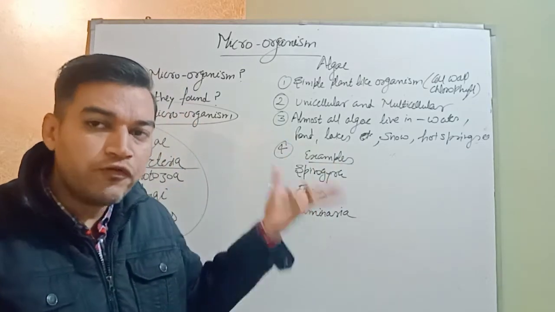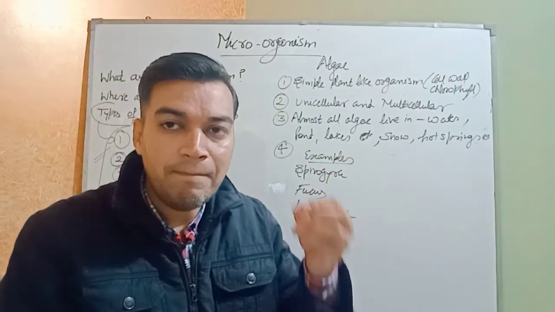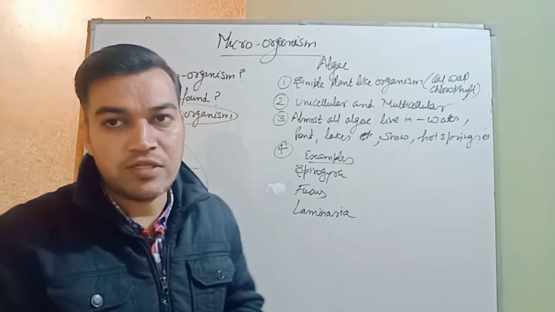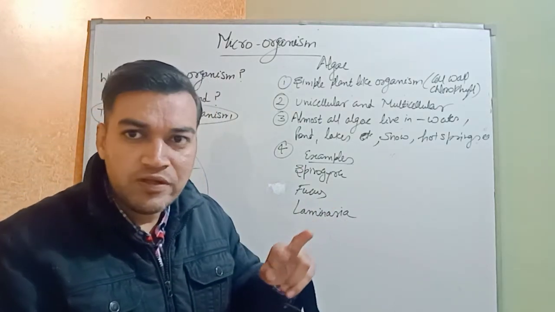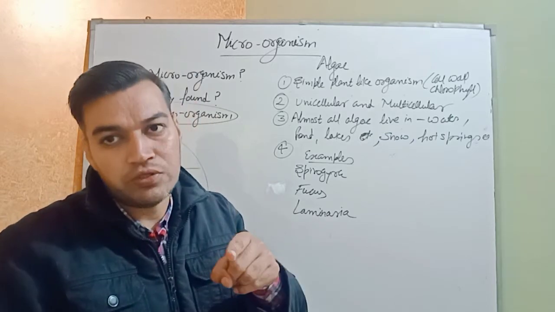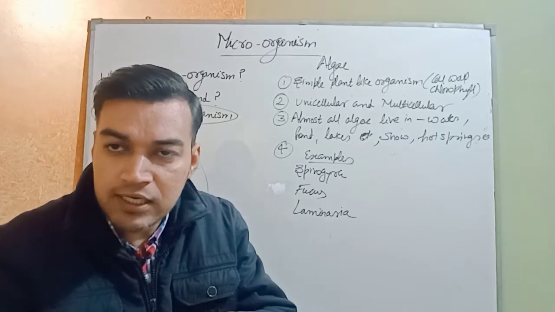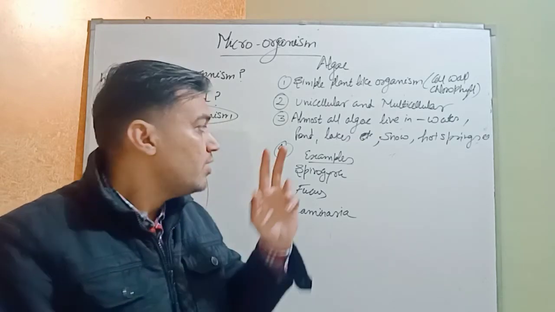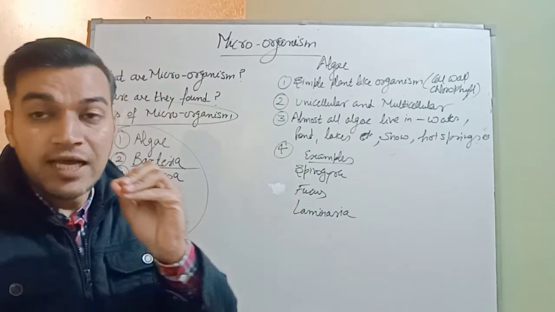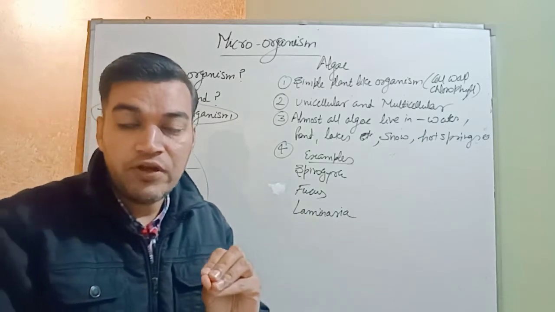But the presence of chlorophyll performs a major task, that is photosynthesis. Okay. Number 2, are they unicellular or multicellular? They are both. They can be unicellular and they can be multicellular. Okay. Number 3, their location, where they are found, where they occur.